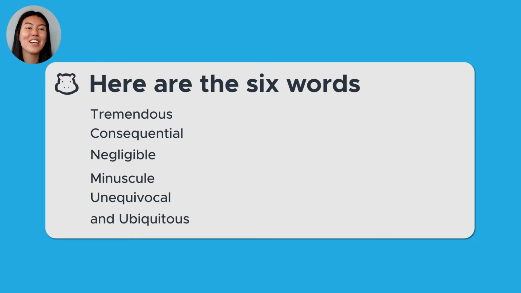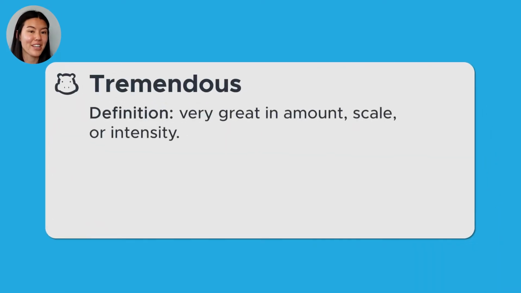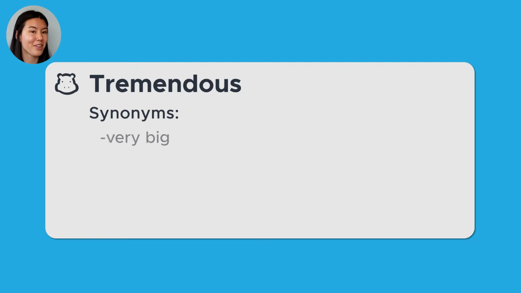Let's get started. Tremendous. Tremendous means very great in amount, scale, or intensity. Other words like it include very big, huge, and enormous. Let's see some example sentences.